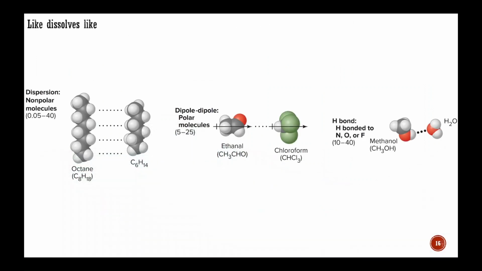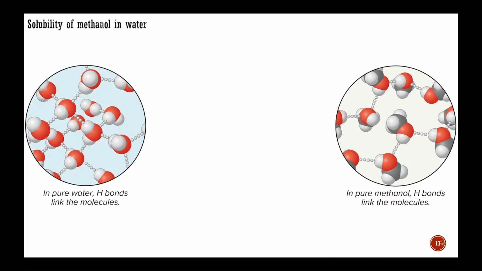You have probably heard the saying "like dissolves like," which is quite useful in predicting the solubility of a substance in a given solvent. This expression means that two substances with intermolecular forces of similar type and magnitude are likely to be soluble in each other. For example, both methanol and water are polar liquids, and the main intermolecular force between the molecules of pure water and methanol is hydrogen bonding.